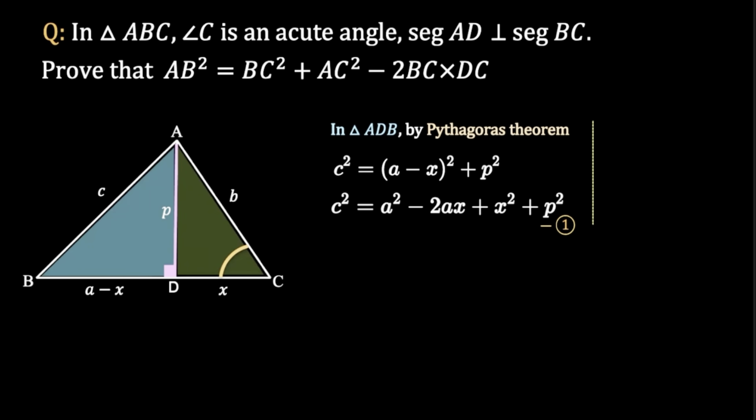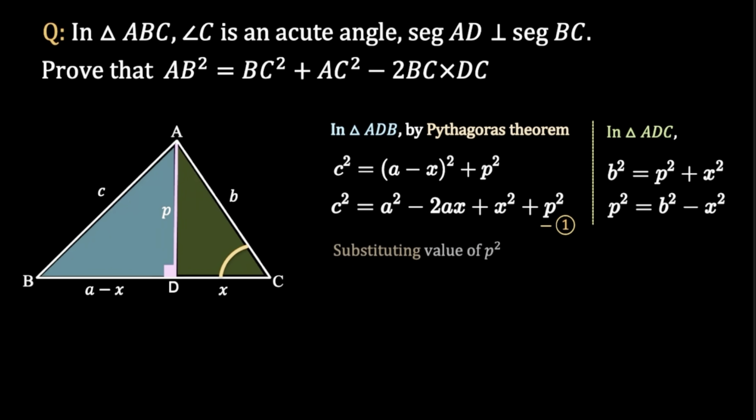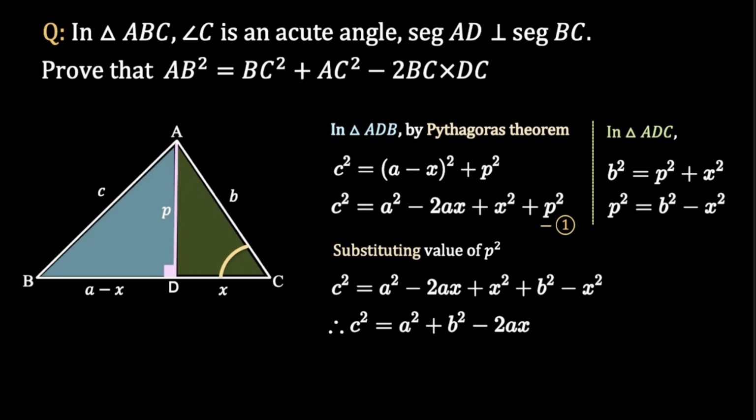Now let's look at the other triangle, that's triangle ADC. Apply the Pythagoras theorem, we get B square equals P square plus X square. So P square will be B square minus X square. Now we are going to substitute the value of P square in our equation 1. Upon doing that, we get this. We already had A square minus 2AX plus X square on the right hand side. Now instead of P square, we are writing B square minus X square. X square will get cancelled out. So this is what we are left with.